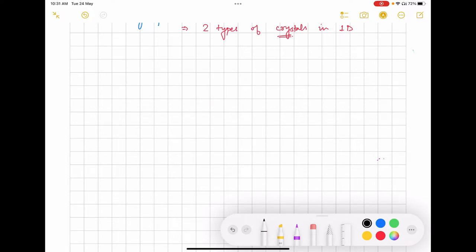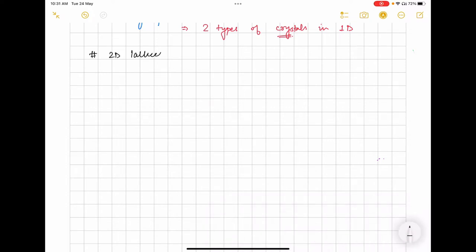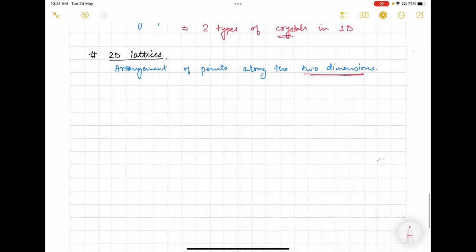Now let us move to 2D lattices. As the name suggests, this is an arrangement of points along two dimensions. The earlier one was one dimension, this is now two dimensions, and these points are infinite along both dimensions. And here also the surroundings should be identical. Now, here we have five distinct types of 2D lattices.